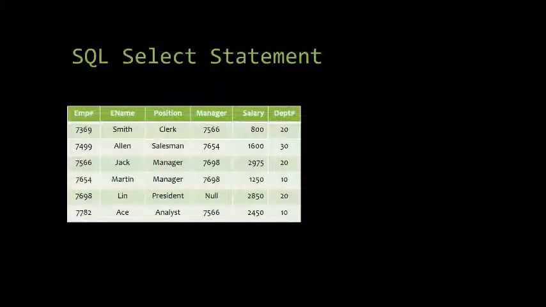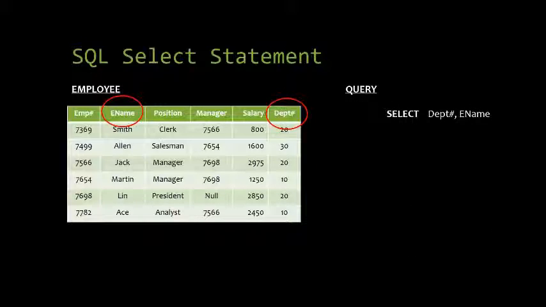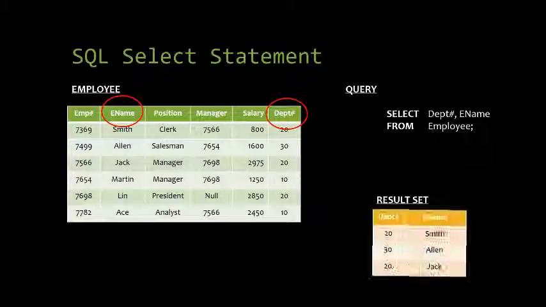To illustrate, displayed is a table of employee. We want to retrieve department number and the employee name. So we will use the SQL statement select department number, comma, employee name from the table employee. And the result will now display the two columns indicated in our select statement.